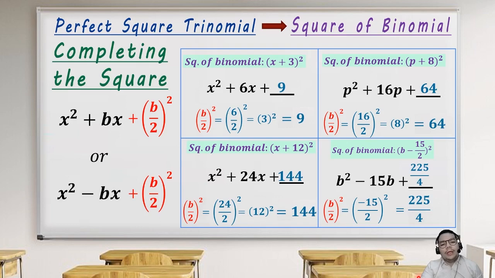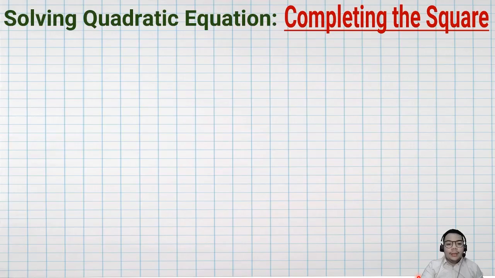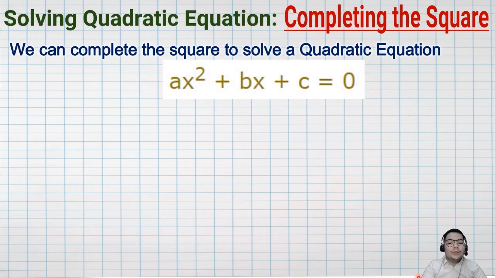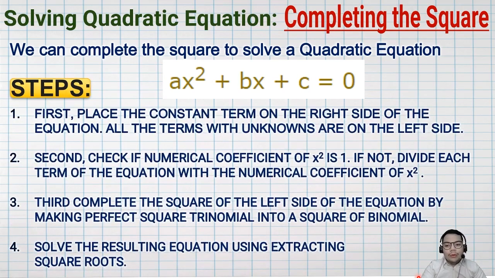Right, now we are ready to learn how to solve quadratic equations using completing the square. So let's proceed. Solving quadratic equation using completing the square. We can complete the square to solve a quadratic equation, but it's supposed to be in the form ax squared plus bx plus c equal to 0. So bago tayo mag-start, kailangan i-transform muna natin siya in this standard form. Here are the following steps. We only need 4 steps to use this method.